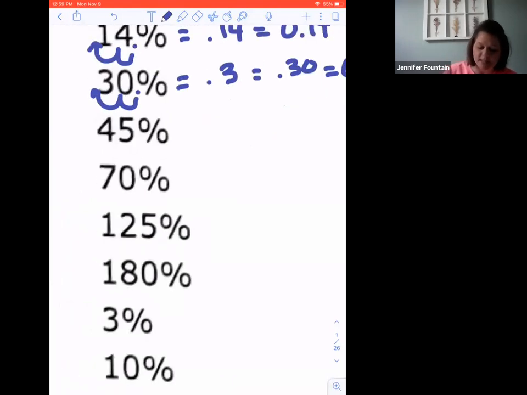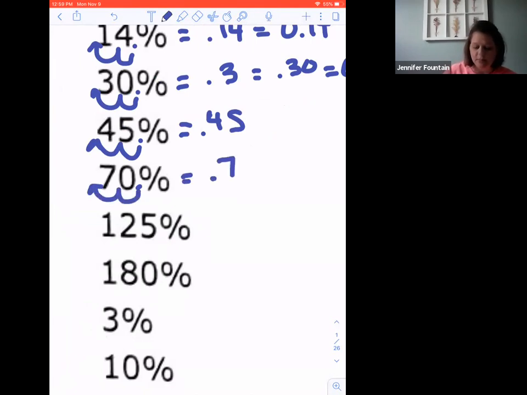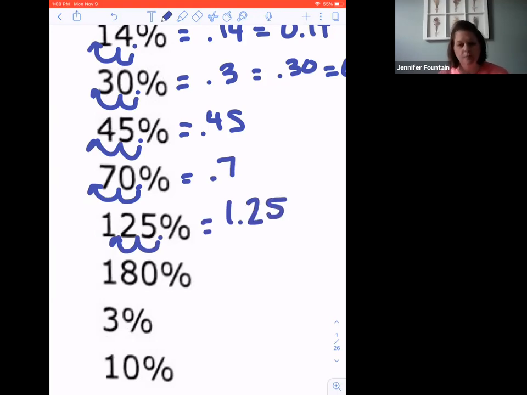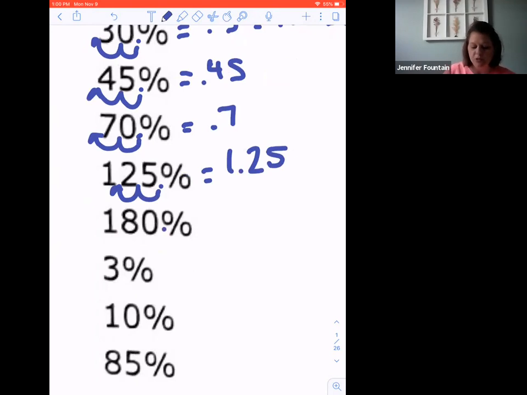All right, 45. My decimal is after the 5. I move it 2 places to the left. So I have 0.45. 70%, my decimal is after the 0, 2 places to the left. So 0.7 or 0.70, either way. 125, my understood decimal is after the 5. I move it 2 places to the left. So it's going to be between the 1 and the 2, 1.25. Same thing with 180%. My understood decimal is after the 0. I move it 2 places to the left. So I have 1.8. Again, I could have 1.80 or just 1.8.